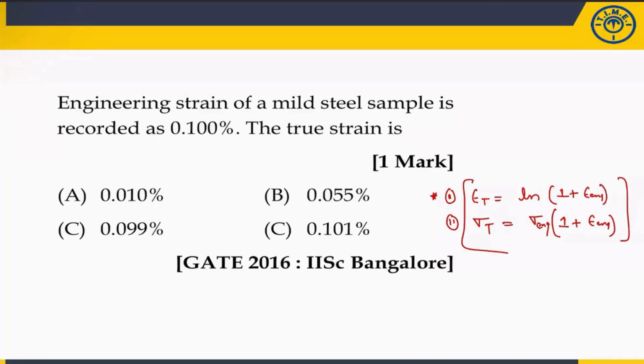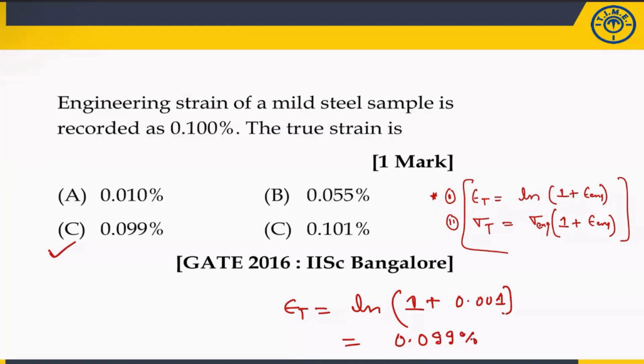Anyone got the answer? Very simple. No? For the true strain you have to calculate the logarithmic value of 1 plus engineering strain. What is the engineering strain given? 0.1 percentage. That means 0.001. Once you calculate, you will get the value 0.099 percentage. Okay, so option C is the correct one.